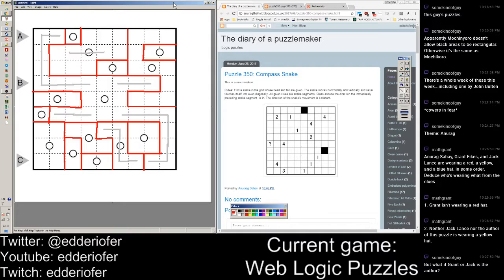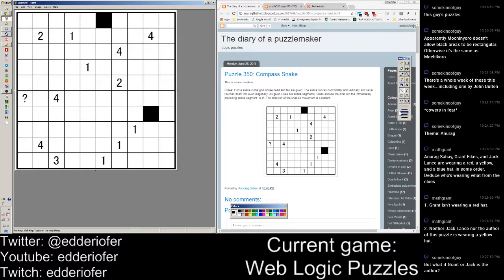Find a snake in the grid whose head and tail are given. The snake moves horizontally and vertically and never touches itself, not even diagonally. All given clues are snake segments. Clues include the direction, the immediate preceding... The what?